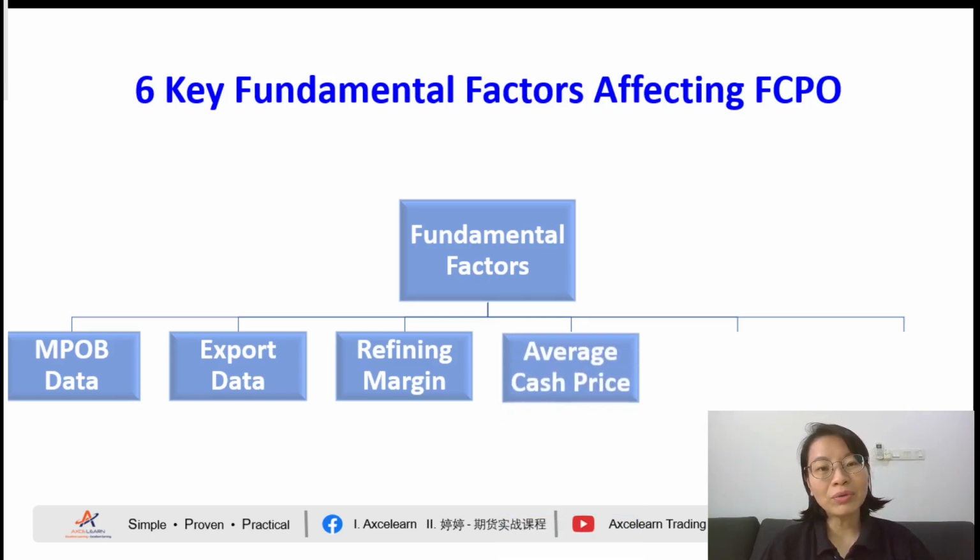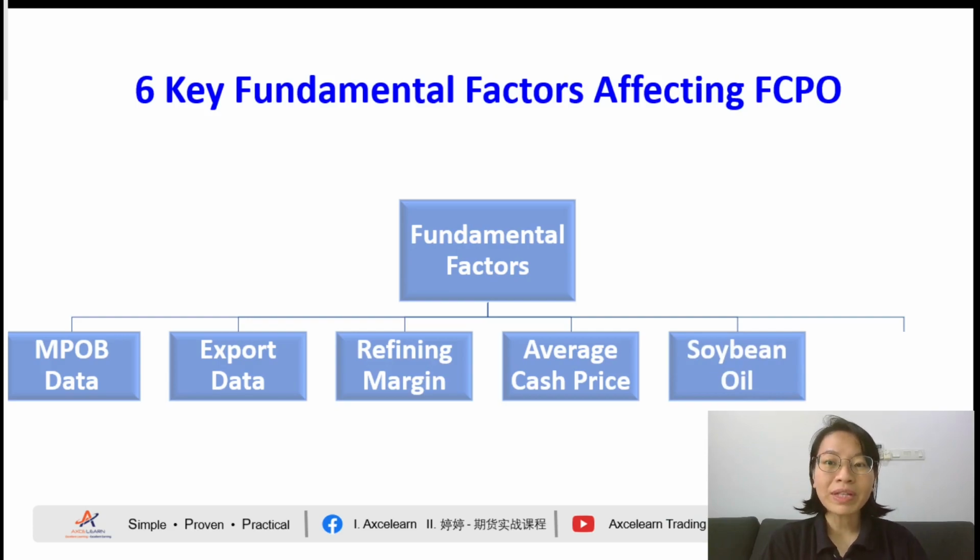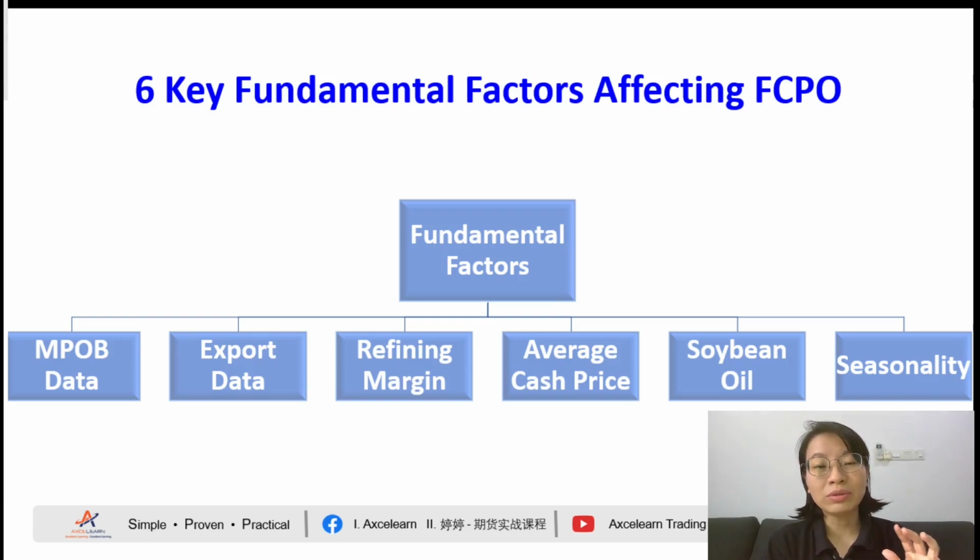The last 3: the fourth one will be the average cash price. This is more towards searching for the support level for your FCPO. I repeat, it is to search for the support level for your FCPO, something like a reference. The fifth will be soybean oil. This is our nearest competitor or nearest replacement. I'm going to explain what you need to look at when it comes to fundamental analysis. And the final one will be seasonality. When it comes to commodities, it's unavoidable. Seasonality will set in.